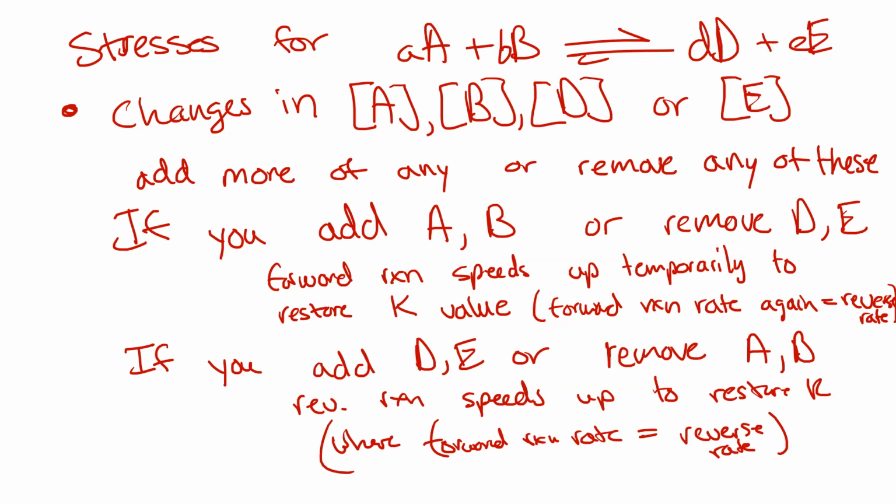And if I remove A or B, that's like pulling the chair toward reactants. Okay. If I remove a reactant, I'm pulling the chair in the direction of the reactants. If I add D or E, that's like pushing the chair in the direction of the reactants. Okay. Does that make sense, guys? Okay. Good so far. So that is what happens when you add or remove products or reactants. With me so far? Okay. From there, that's the effects of changing concentration.